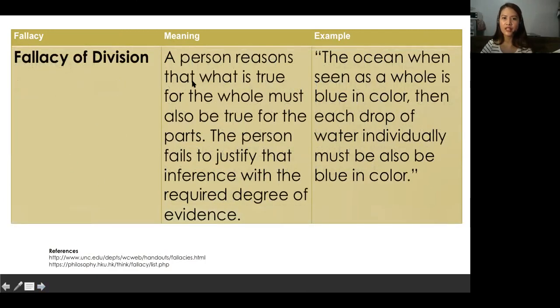Next, fallacy of division. A person reasons that what is true for the whole must also be true for the parts. Okay? The person fails to justify that inference with the required evidence. So, here, the ocean, when seen as a whole, is blue in color, then each drop of water individually must also be blue in color. Grabe, no? Division. So, okay yung kabuuan, so dapat isa-isa. No? Fallacy of division. Magaling ang mga Marisay students. Dapat bawat estudyante dyan, mataas ang grade. No? Kabuuan, tapos individual. No? Kahit na hindi naman, no? Nakalagay dito, the water individually must also be blue in color.